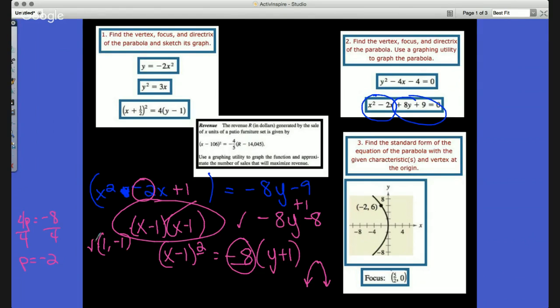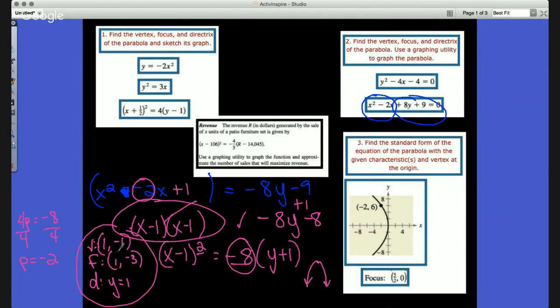So what that means is from my vertex, I'm going to push down 2 for my foci. So my x stays the same, but when I go down 2, let's go to negative 3. And my directrix does the opposite. So it's not going to go down, it's actually going to go up. So this will be at positive 1. It's actually going to be at y equals positive 1.